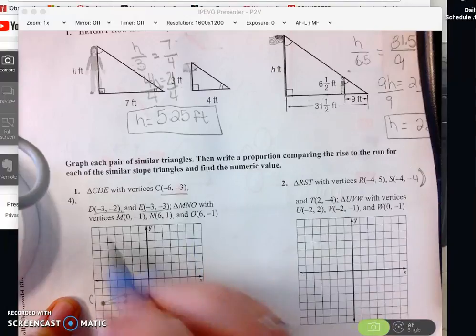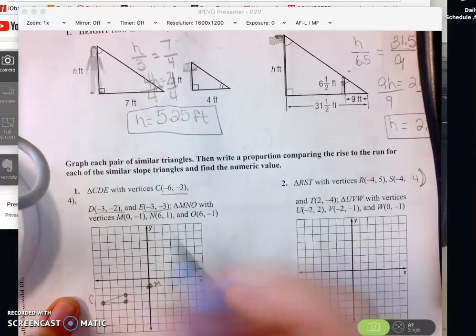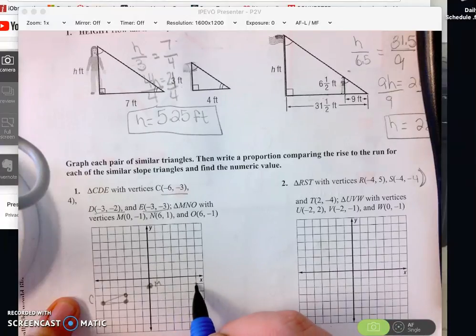And then we're going to do 0, -1. It's M. 6, 1. So we're at 1, 2, 3, 4, 5, 6. Oh, up to 1. Oops, not negative. And then 6, -1.